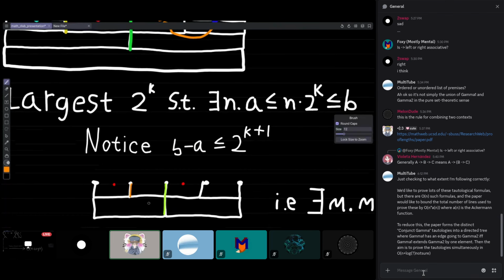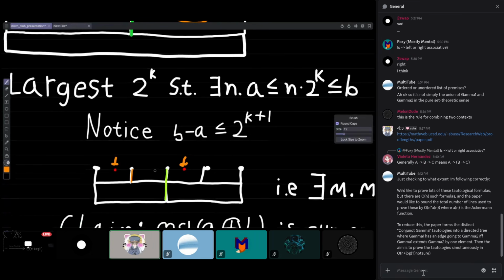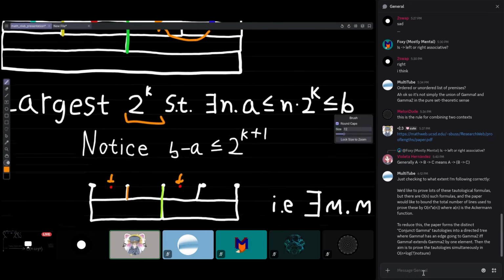Well, assume they're different. Let's say this is the largest cut. Assume the distance between A and B is greater than 2 to the k, which is this cut. Then you end up with a picture like this, where you have a bigger cut, which breaks the assumption that this is the biggest cut. That makes sense?